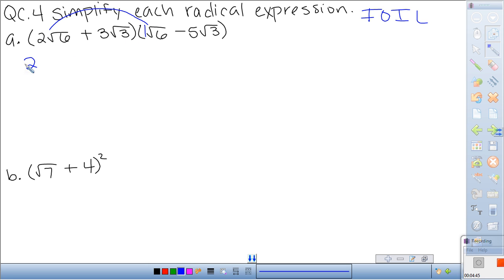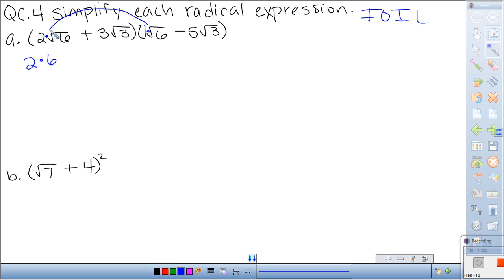So 2 times 1 is 2. The square root of 6 times the square root of 6 is 6. So 2 times 6, because, again, you're multiplying those together. These are being multiplied: 2 times the square root of 6, 1 times the square root of 6. So when you multiply these two, the square root of 6 times the square root of 6, you get 2 times 6, which I know is 12, and we'll do that in a minute.